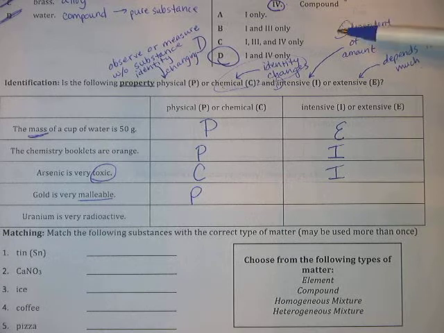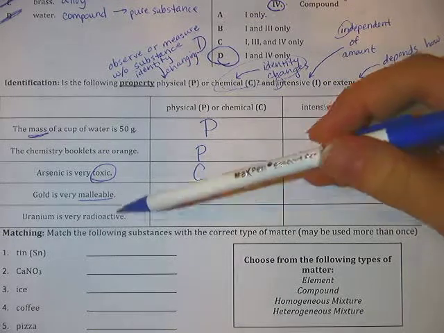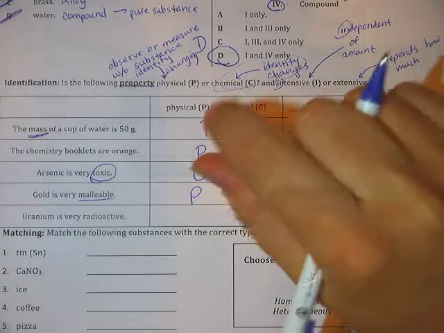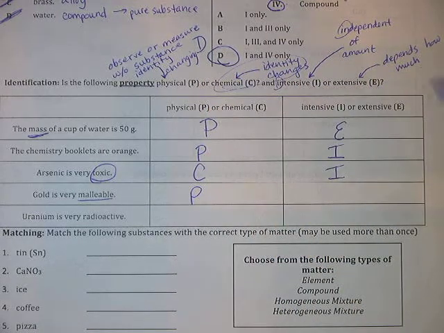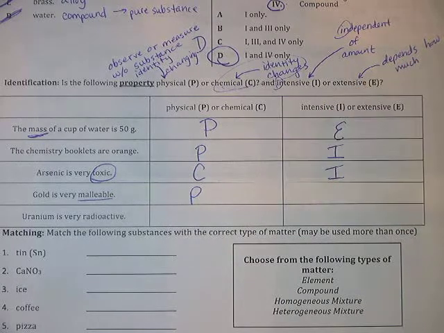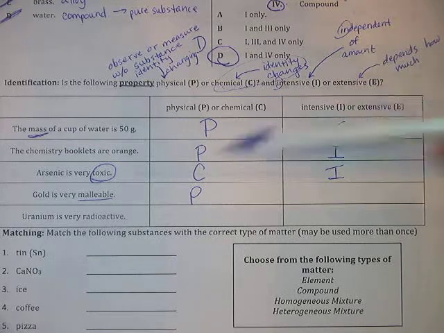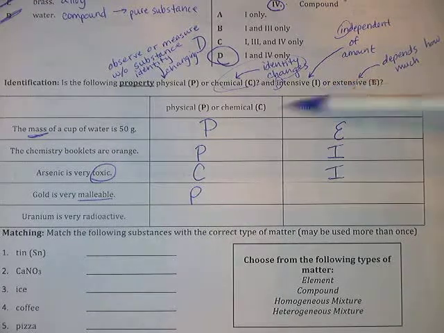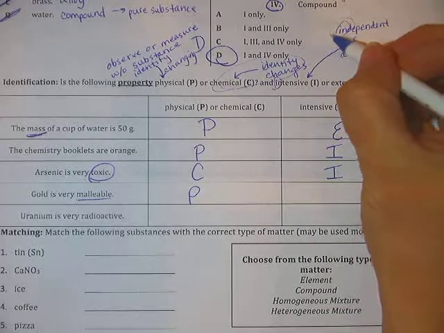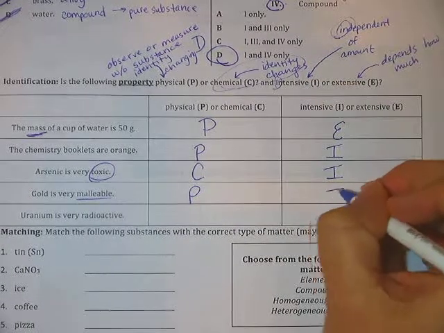And will the fact that gold is malleable depend on how much I have? If I have a whole bunch of gold, like a brick, versus if I have a tiny little nugget of gold, is that going to change whether or not the gold can be reshaped? And the answer is no, it doesn't matter how much gold I have. A little nugget is just as malleable as a giant brick of it. It's independent of how much I have. That's an intensive property.